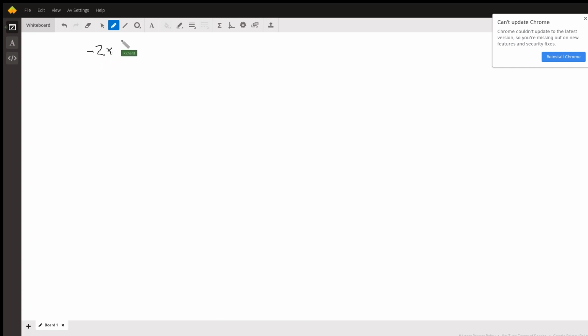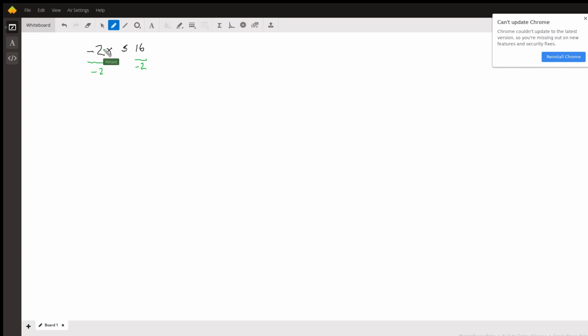So the example that he wants solved is this inequality, negative 2x less than or equal to 16. So I'll just put that up there, and we're going to solve this. I'm going to change colors to solve it. I'll do it in green. So I'm going to divide both sides by negative 2 because I need to isolate the x.